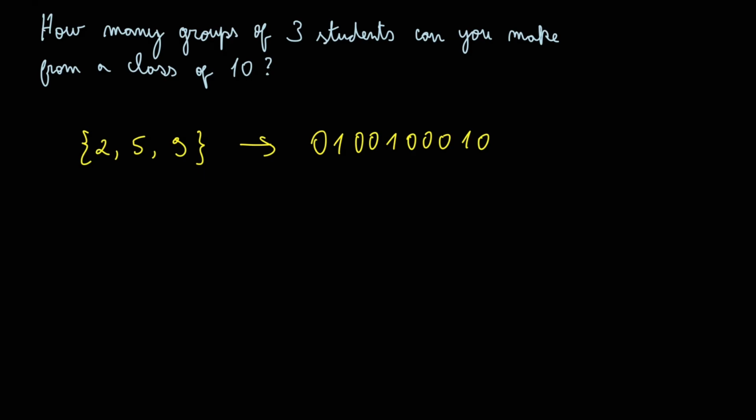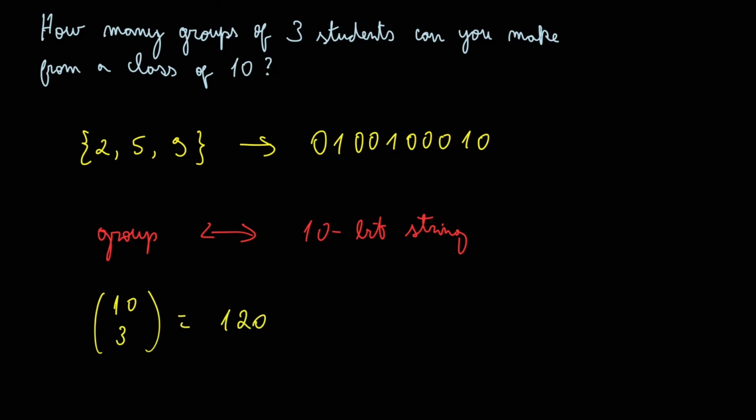What's important to notice here is that every group of 3 students gives a unique 10-bit string with 3 1s, and every such bit string gives a unique group. That's a bijection. For every group, you have a unique 10-bit string, and for every 10-bit string, you have a unique group. Next, we just count how many 10-bit strings have exactly 3 1s, and that's a known formula, which is 10 choose 3, which is equal to 120.